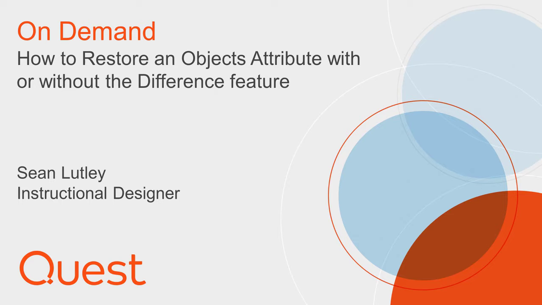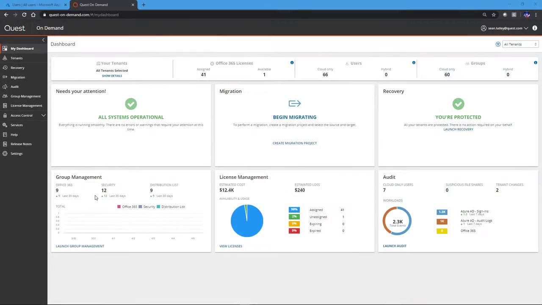Demand How to Restore an Object's Attribute with and without the Difference feature. From the main dashboard, you can launch on-demand recovery from the Recovery widget or from the Recovery link in the left-hand Services pane.